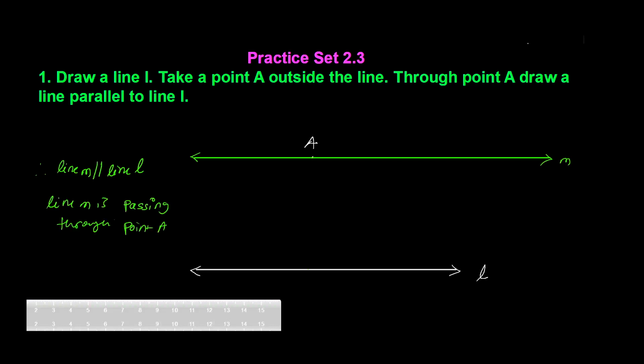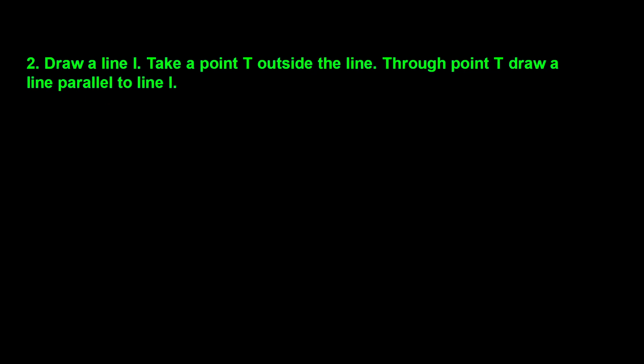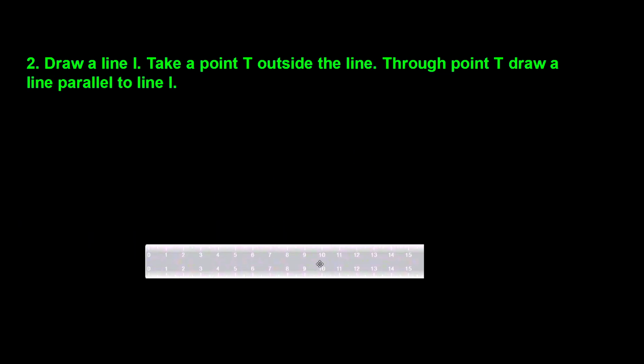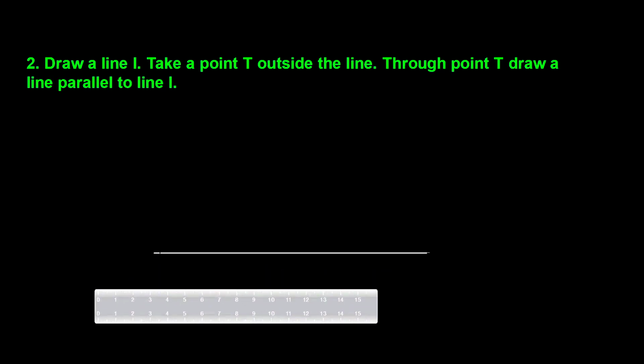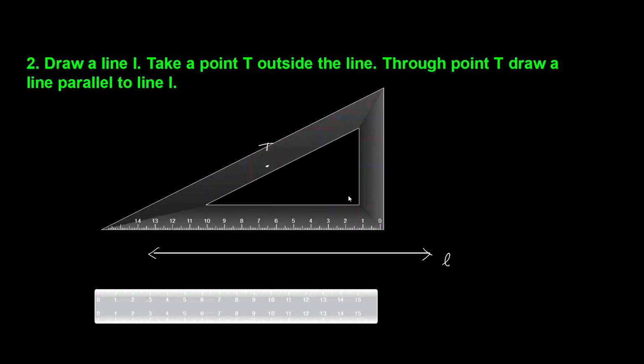This is the required figure. Second, draw a line L. Take a point T outside the line. Through point T, draw a line parallel to line L. With the help of a ruler, first we draw a line L. Give the name, line L. Take a point T outside the line. This one is point T.